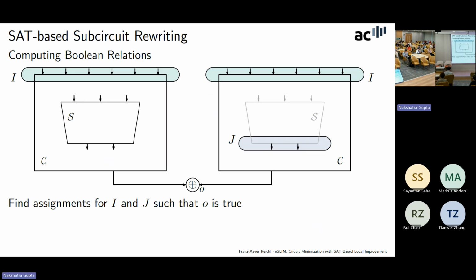Okay, so how do we get the relation? The idea looks as follows. We start with the original circuit. We copy this circuit, and then in the copy, we cut out the selected subcircuit. Now we introduce a new input for each output of the subcircuit. So in total, we have two sets of inputs: first, the original inputs, and secondly, these new inputs. Then we ask, can we find some assignment for these two sets of inputs such that the two circuits differ? If this is the case, we found some output behavior for a replacement which would cause some problem.